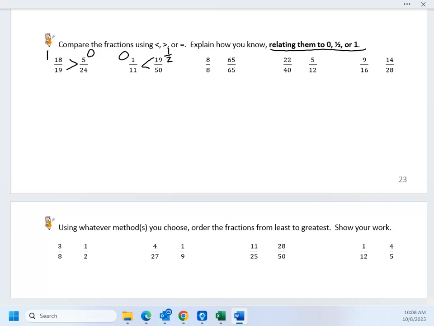Oh, our next one's kind of an easy one. 8/8 compared to 65 over 65. Moses. Yeah, 8/8 is 1. What about 65 over 65? Vinny, 1. That is 1. So what would my comparison be? Matt? Equal to? Equal to, because they are both the exact same.